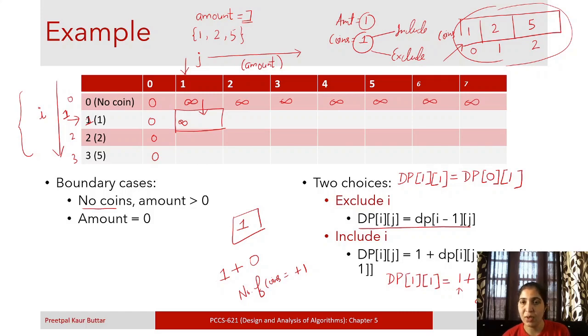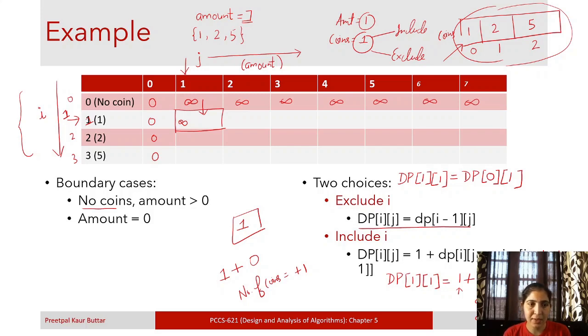And what is its value? Its value is 1. It means it is a 1 rupee coin. So 1 minus 1. It means the amount we were trying to make was 1 and we took a 1 rupee coin. So the amount left is 0. I think it is not visible because my picture will be here.